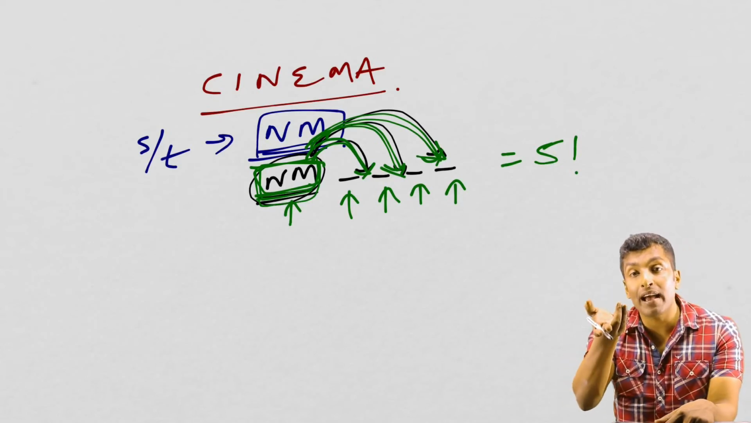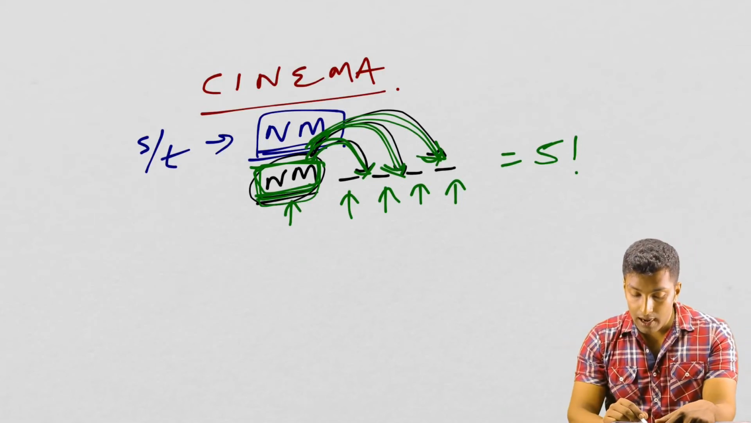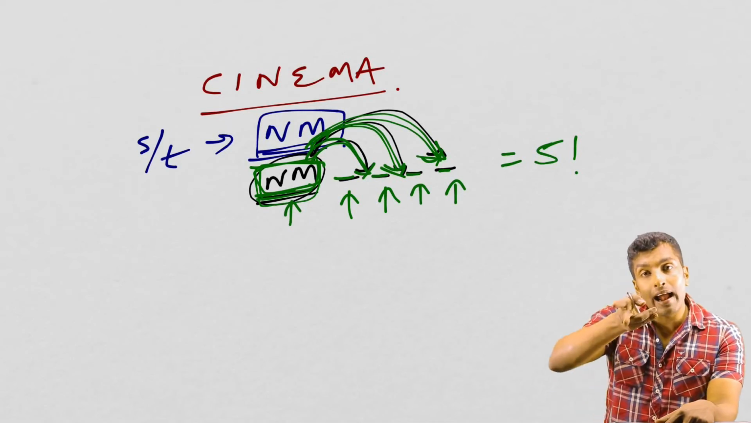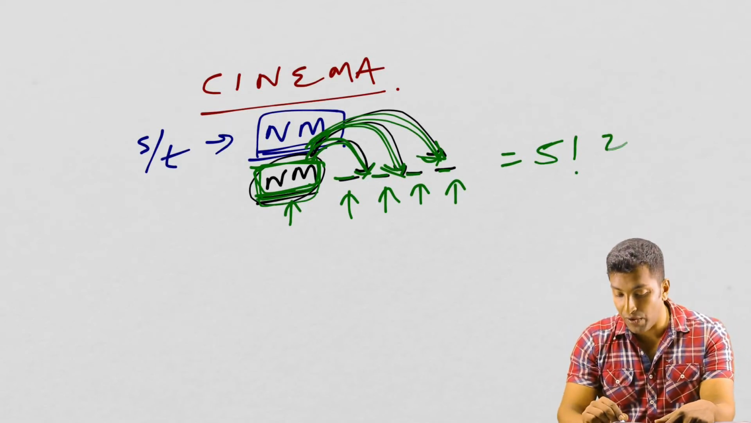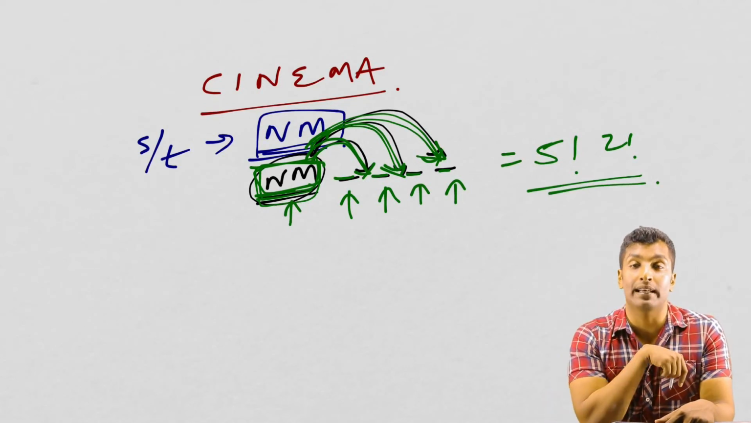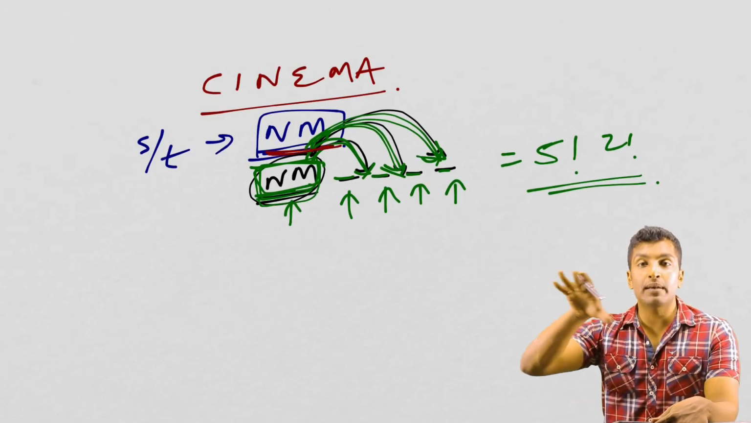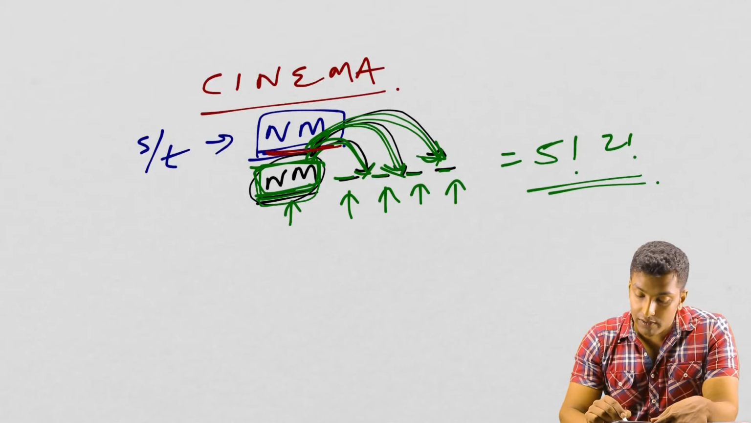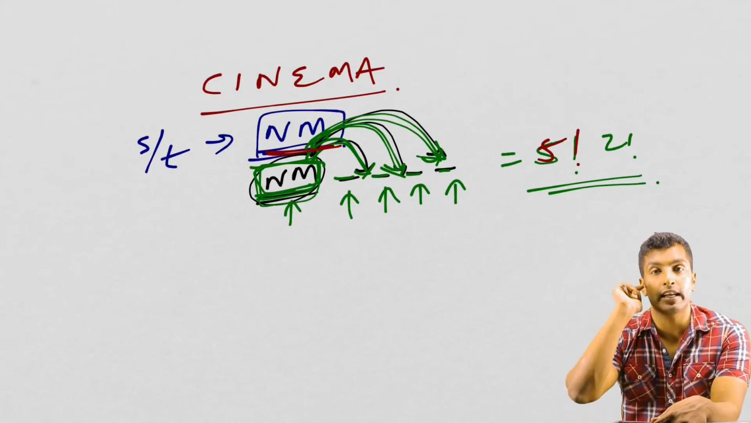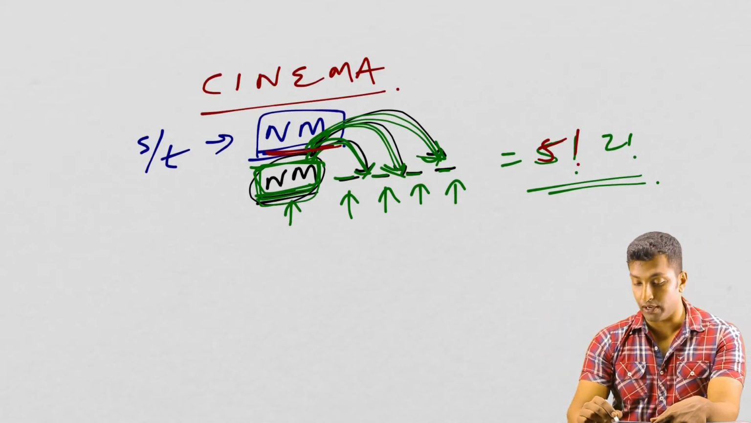But this N and M can again have 2 possibilities: NM and MN. So in total, 5 factorial ways in which you can arrange the positions, and within that N and M can interchange among themselves, so 2 factorial ways. So this is the number of ways in which N and M will always come together. I hope you understood. What we did is we kept N and M as one entity, so wherever they move, they move together. So you have 5 factorial ways in which they can move, but within themselves, for each of those arrangements, you have a further 2 arrangements because NM and MN are possible. So 2 factorial. That's your answer.